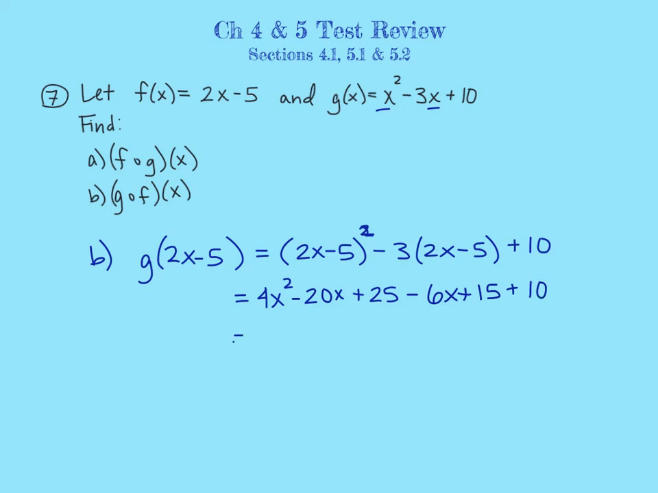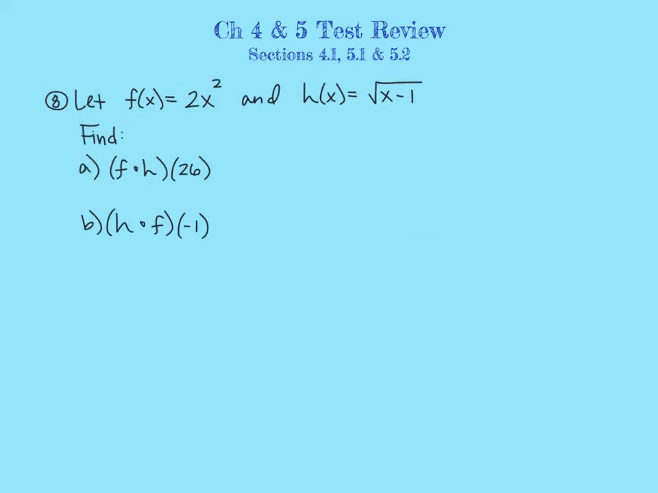Combining some like terms, we only have one quadratic term. We have a minus 20x and a minus 6x to combine to minus 26x. Then we have a 25 plus 15 plus another 10. So it's 25 plus 25, which is plus 50.